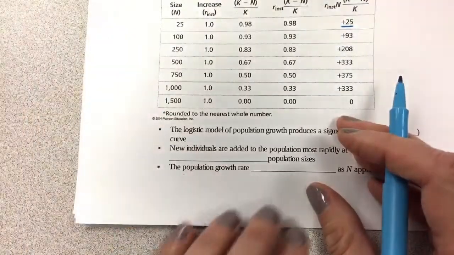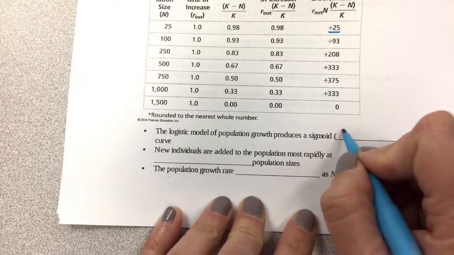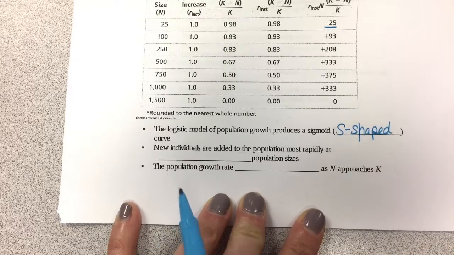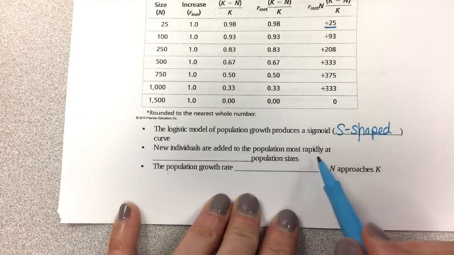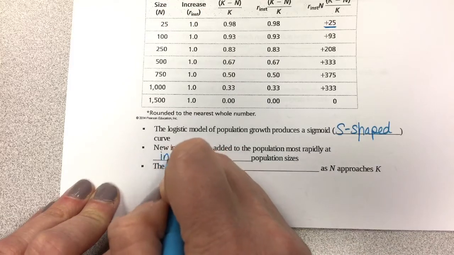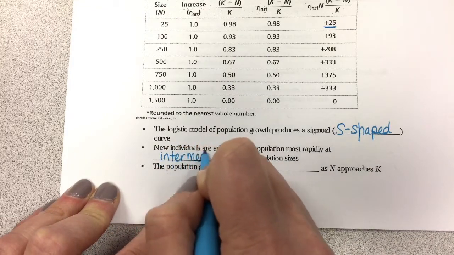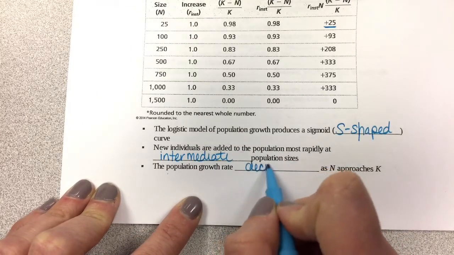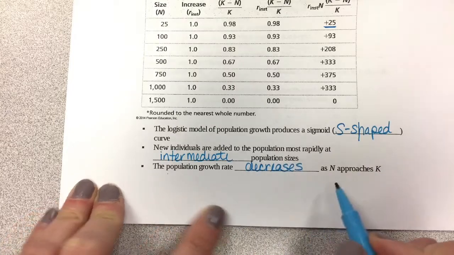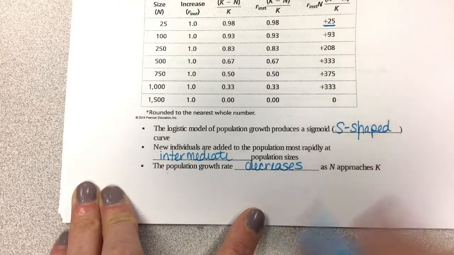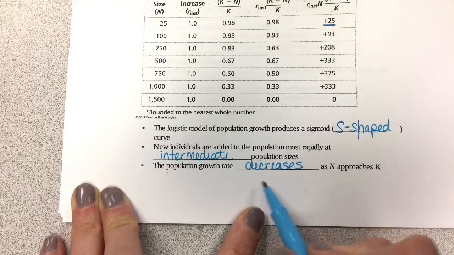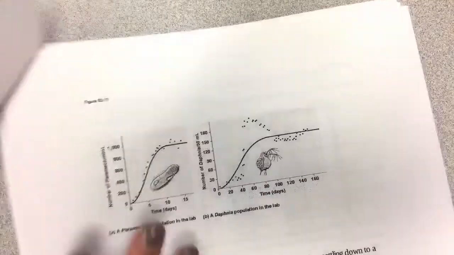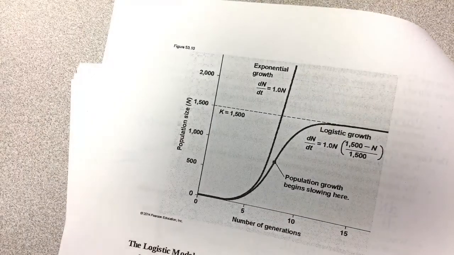So the logistic model of population growth produces a sigmoid, or S-shaped, curve. New individuals are added to the population most rapidly at intermediate population sizes. In that middle part, the population growth rate decreases. In exponential growth, the growth rate stays the same and you get that J-shaped curve. But in logistic growth, the rate decreases as n approaches k, as the population size approaches the carrying capacity.